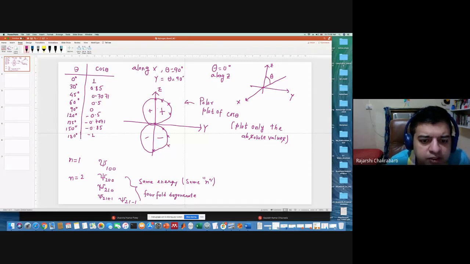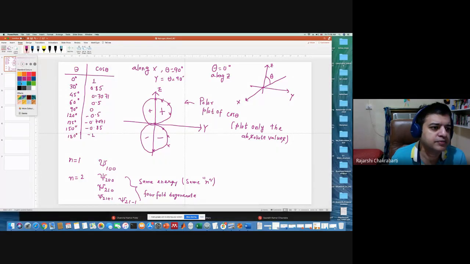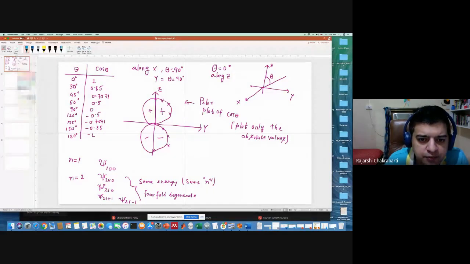Okay, so first you choose the value of theta 0 degrees and the cos theta is 1. So this magnitude, this length is equal to 1. Is this clear? That this length is equal to 1. This is how we plot. So we choose a length, this is equal to 1 from the origin. So that's why you put a point here.